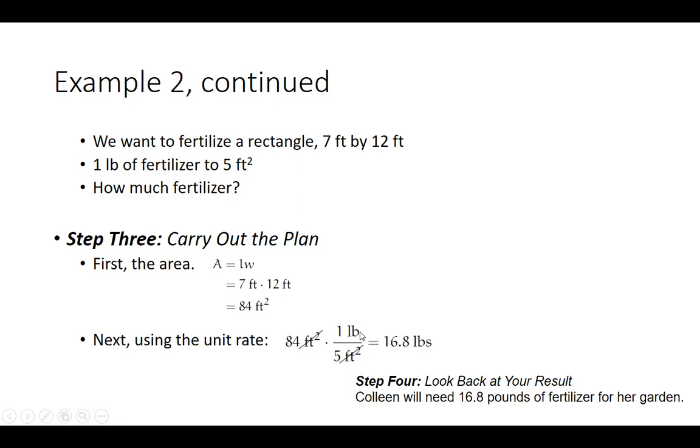Next, we'll use the unit rate that we were given. 1 pound is to 5 square feet. Put the square feet on the bottom, and that will cancel the square feet on top. 84 times 1 divided by 5 gives us 16.8, and the unit we were left with is pounds. So 16.8 pounds of fertilizer would be needed for the garden.